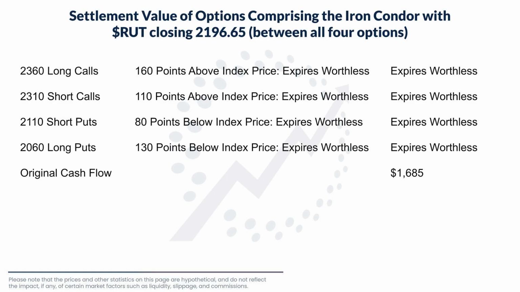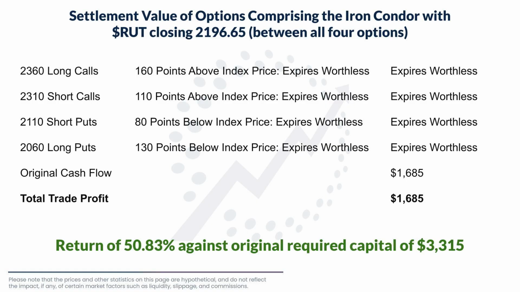And so what that means is that because none of the options had to pay off anything, then we just get to keep the cash that we first collected, that $1,685 as our trade profit, which, as you can see, results in a return against required capital of 50.83%. Okay, so that's a pretty good return, except for one thing.